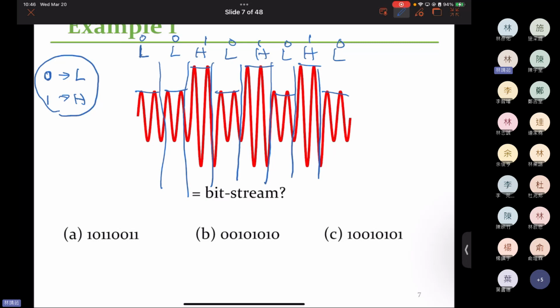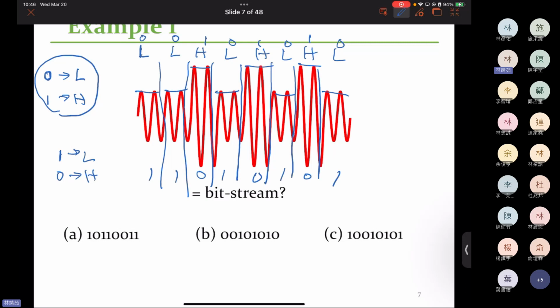Or alternatively, we can say, okay, now I want to hide bit 1 in the low pattern and bit 0 in the high pattern. That's also fine. We can say this is probably 1, 1, 0, 1, 0, 1, 0, 1. So either way is fine.